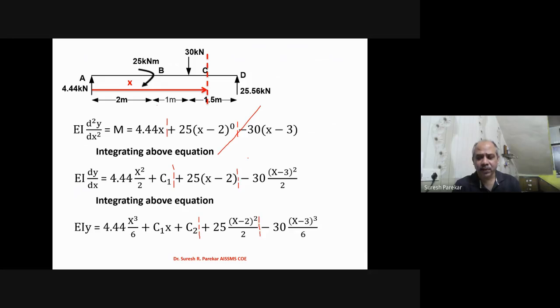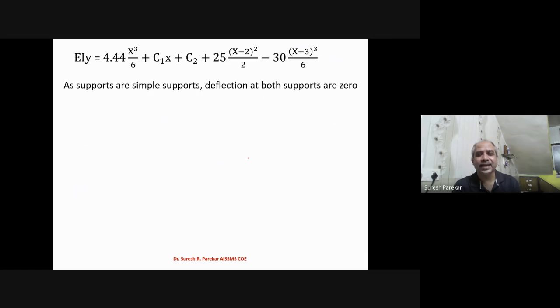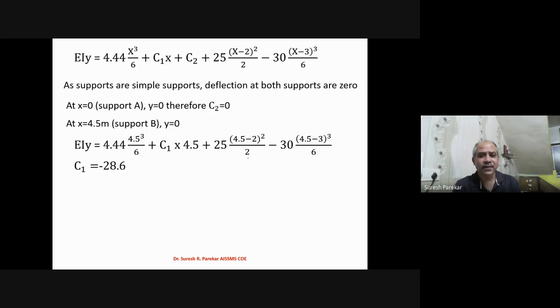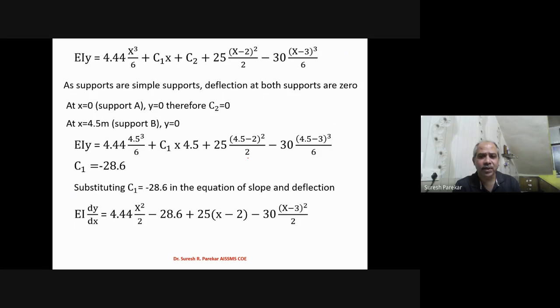So likewise, we have to go for the integrations, and as we have simple supports at both ends, the deflection is 0. In a simply supported beam, generally C2 we have 0, and then we have to find C1, which is minus 28.6, and then we put it over here. So this is my first compartment, this is my second compartment. When we have x equal to 0, we have to use the first compartment only, and therefore my value of C2 becomes 0.